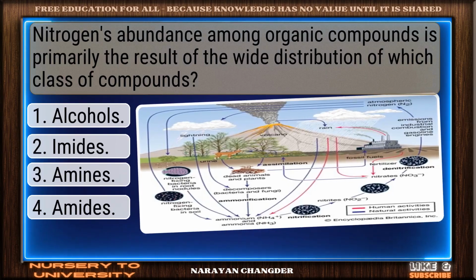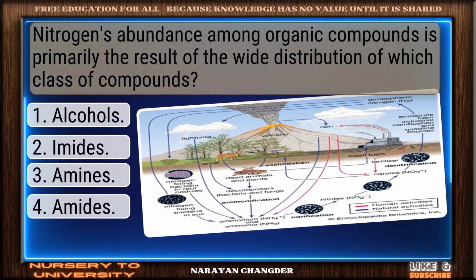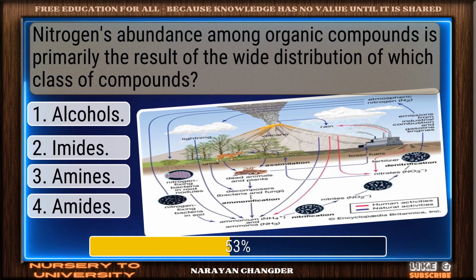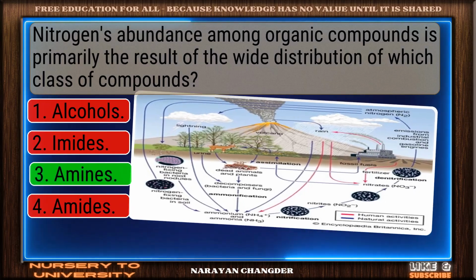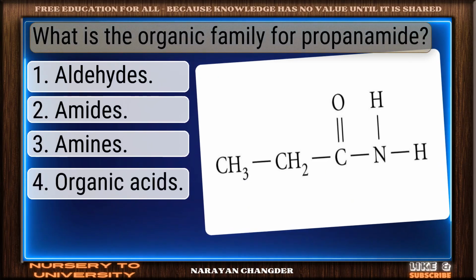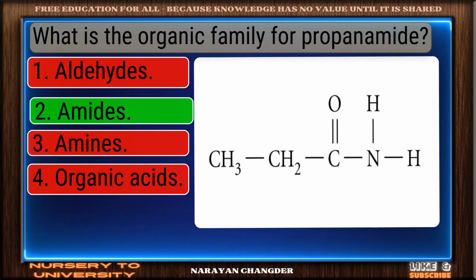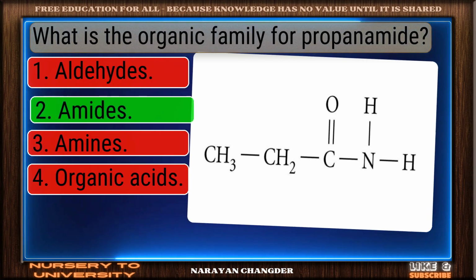Nitrogen's abundance among organic compounds is primarily the result of the wide distribution of which class of compounds? Well done. Amines is the right choice. What is the organic family for propanamide? You chose amides, and it is correct.